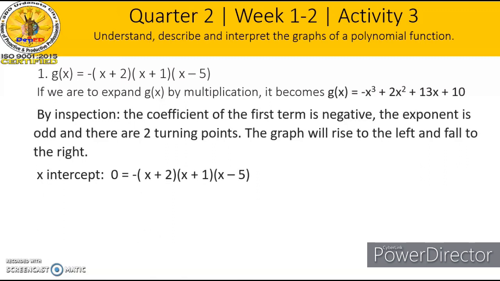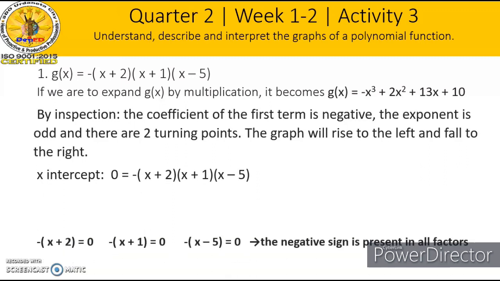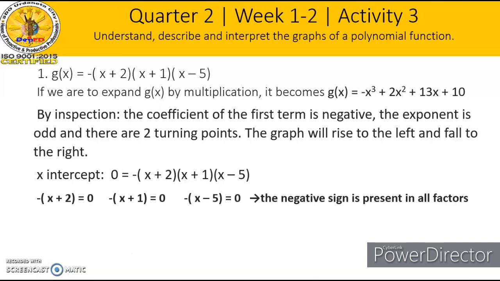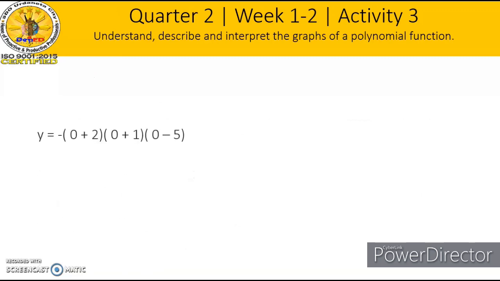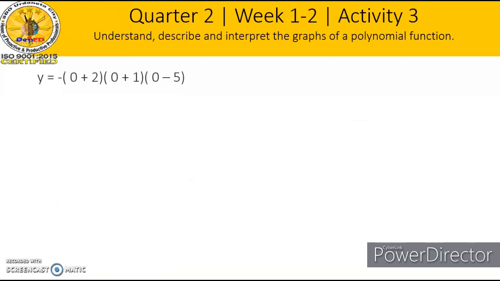For the intercepts, we equate again y to 0. Take note that the negative sign is present in all the factors. So we have the x-intercepts to be negative 2, negative 1, and positive 5. For the y-intercept, you just set the values of x into 0. Do not forget the negative sign. So you have the value of y to be 10.